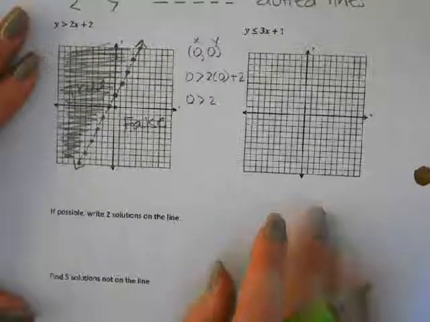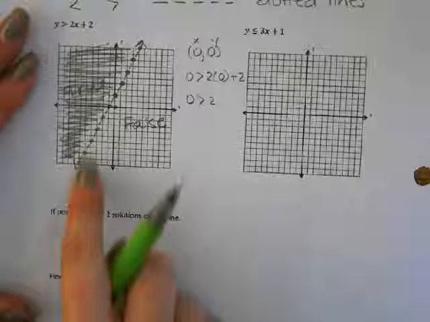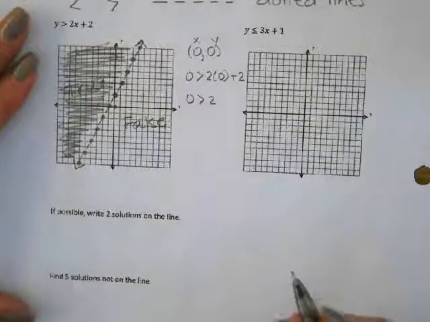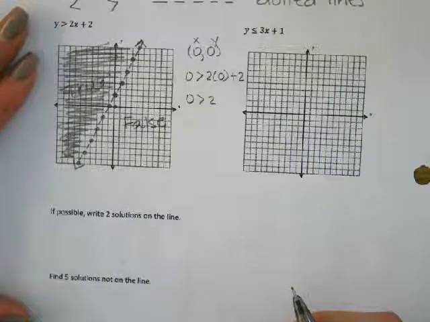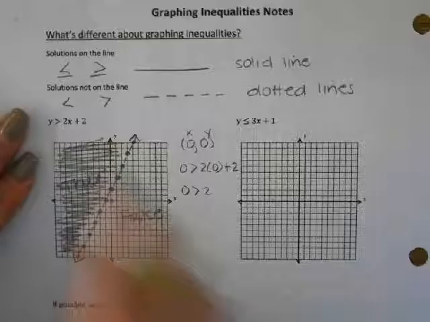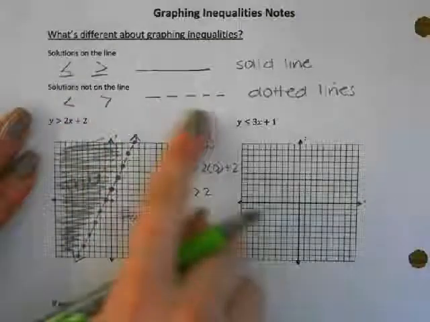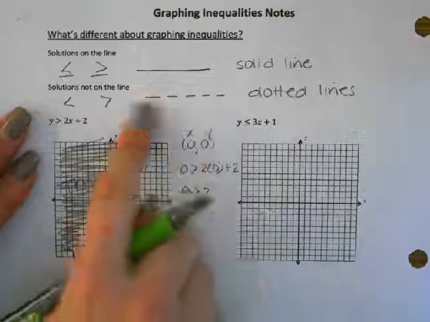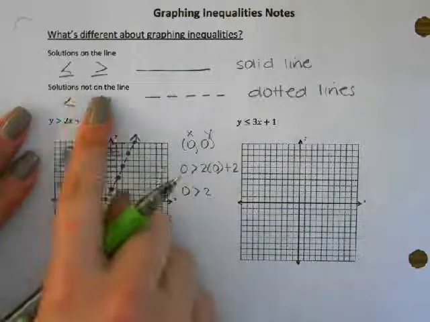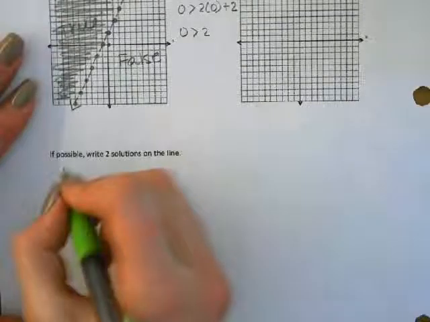Is it possible for us to find two solutions that are on a dotted line? Do you have solutions on a dotted line? Nope. No, solutions are not on the line. All right? So we're going to say not possible.